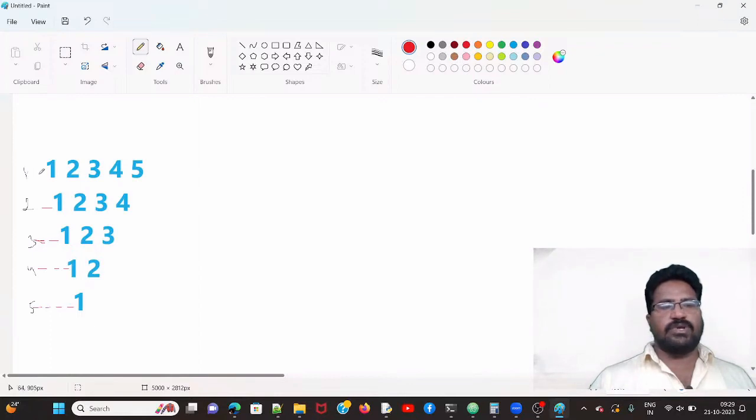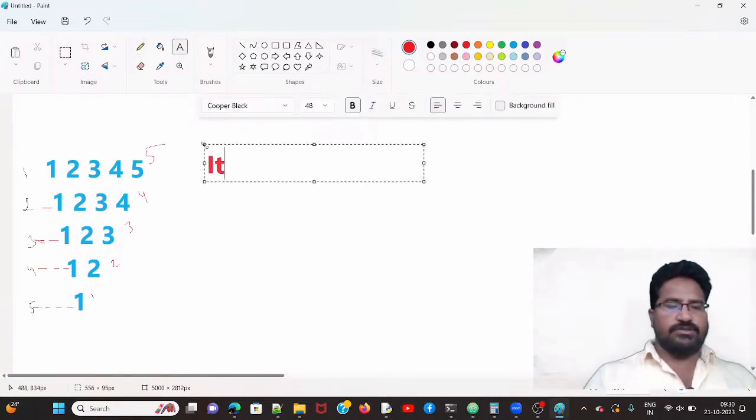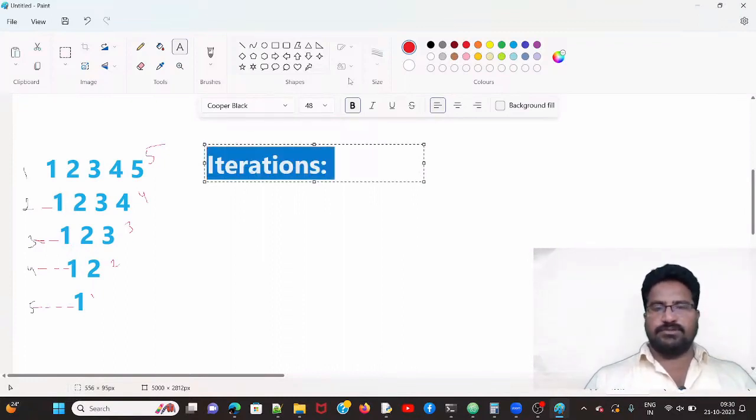But when I is 1, J has no iterations. And when I is 1, K, how many times? K has 5 iterations. Then when I is 2, K has 4 iterations. When I is 3, K has 3 iterations. When I is 4, K has 2 iterations. When I is 5, K has 1 iteration.